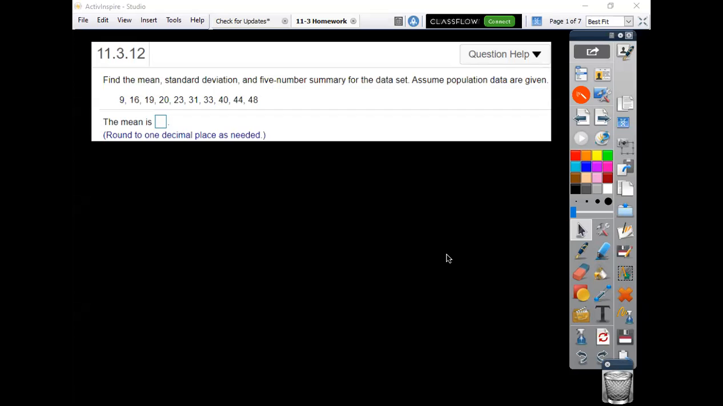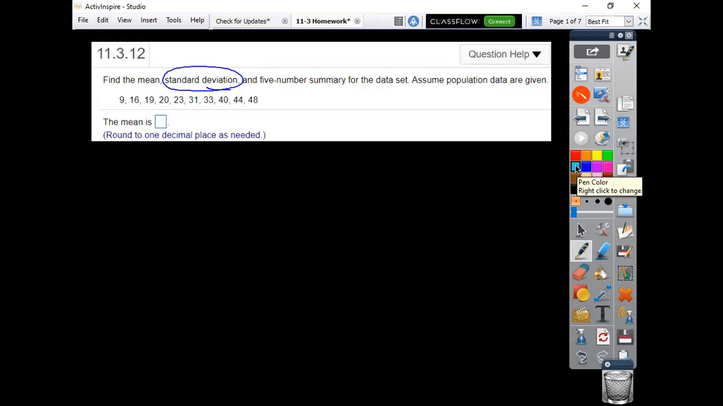All right, 11.3.12, find the mean, the standard deviation, the 5 numbers summary of the set of data. So standard deviation, we can estimate what we know about that from what we've talked about, but we'll use technology as well. So for the mean, you would add them up, divide by how many there are.